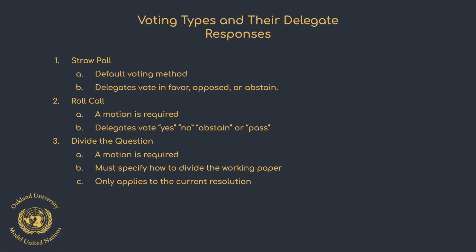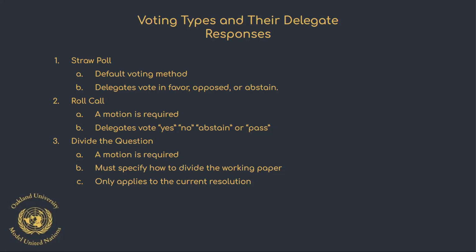Roll call voting requires a motion to occur directly before voting commences, and involves the chair going down the list of nations in attendance alphabetically. Should the motion pass, members will then answer either yes, no, abstain, or pass when their country name is called. Delegates who pass will then be called upon again after the initial round has concluded to retrieve their final vote. Delegates may not pass additional times.